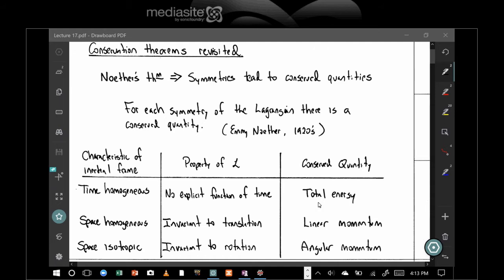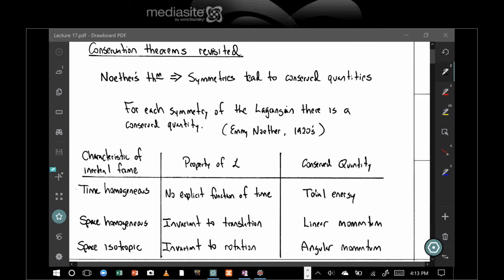You may ask yourself, why are certain quantities conserved and other quantities are not? For example, why is momentum conserved but not velocity? She answered this using a theorem, and what we can show is summarized in this table: certain properties of space and time lead to properties of the Lagrangian, which eventually lead to conserved quantities.